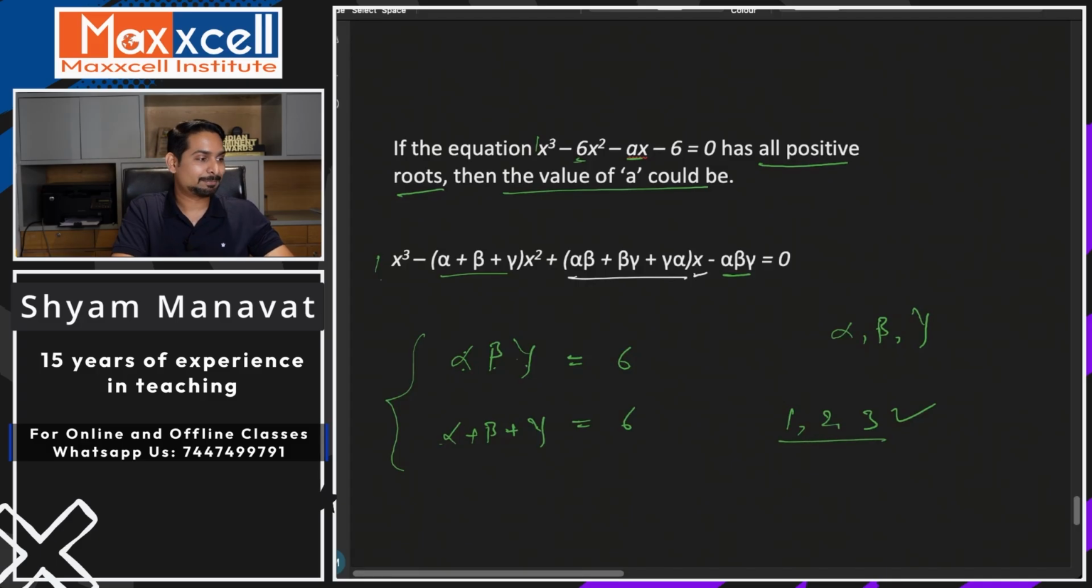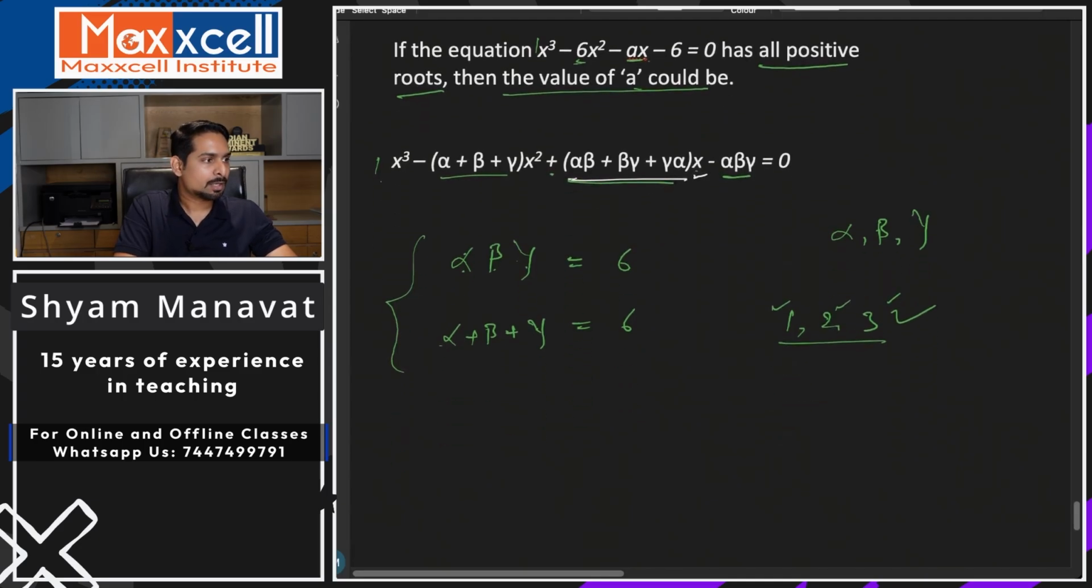Let me use it here. So these are the alpha, beta, gamma I can directly say. Now the question said find A. A is what? The coefficient of x is minus A here, and the sign is plus. So if I find alpha beta plus beta gamma plus gamma alpha, which is the coefficient of x, it should equal minus A. That's how I can find the value of A.